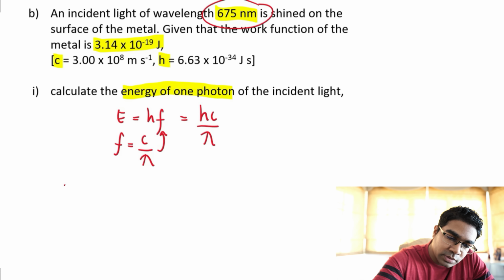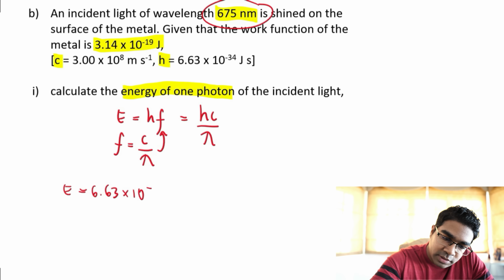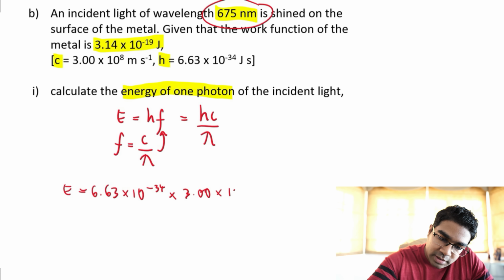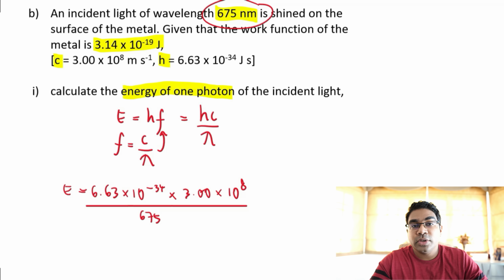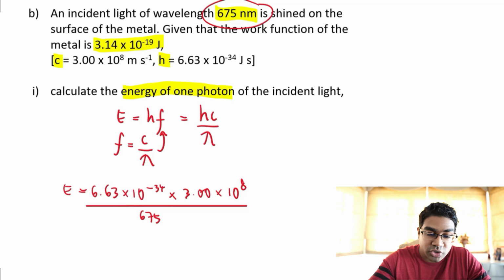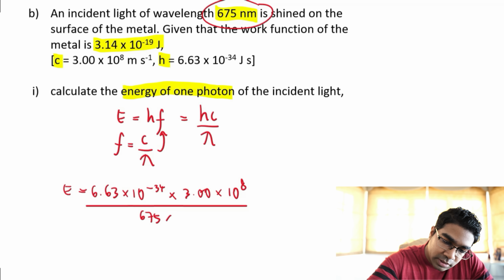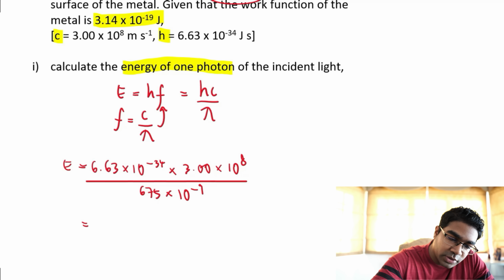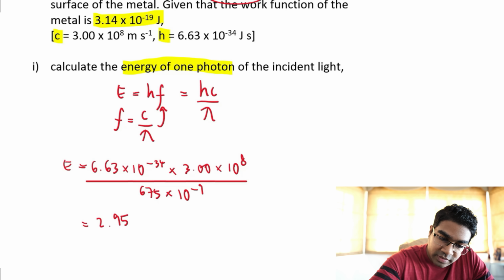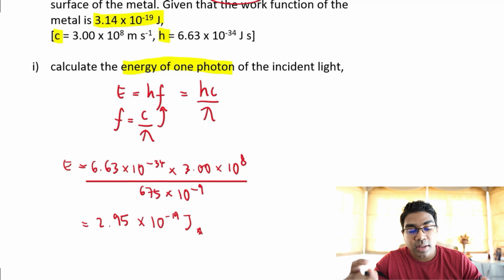E will be equals to h, 6.63 times 10 to the power negative 34, c, which is 3.00 times 10 to the power 8, over lambda, 675 nanometers. We should substitute everything in SI units here for our answer to be in joules. So from nanometer, we need to convert to meter, times 10 to the power of negative 9. And the answer is 2.95 times 10 to the power of negative 19 joules. Our answer will be in joules if we convert everything to SI unit when we substitute into the equation.